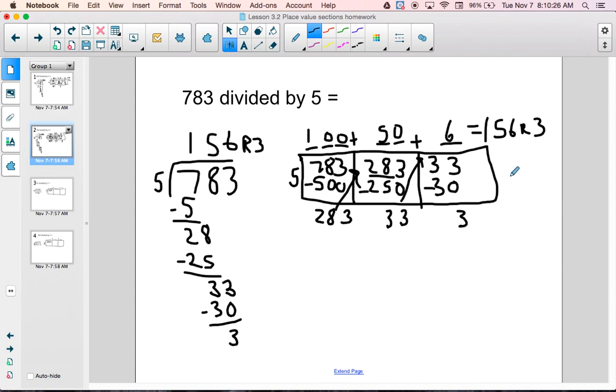Okay? So again, the place value sections method is trying to show you that this 1 represents 100, this 5 represents 5 10s, this 6 represents 6 1s, and there's 3 left over.